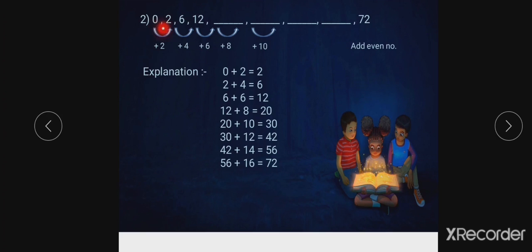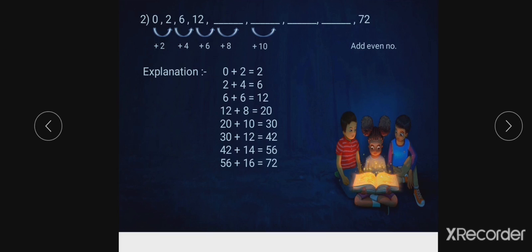Here, as you can see, first 0 is given, then 2, then 6 and then 12. We have to find what will come here. How will we find it out? First we will see from 0, how did we get 2? From 0 we have added 2 to get the answer 2. And to that 2 we have added 4 to get the next number 6. And to that 6 we have added 6 to get the next number 12.